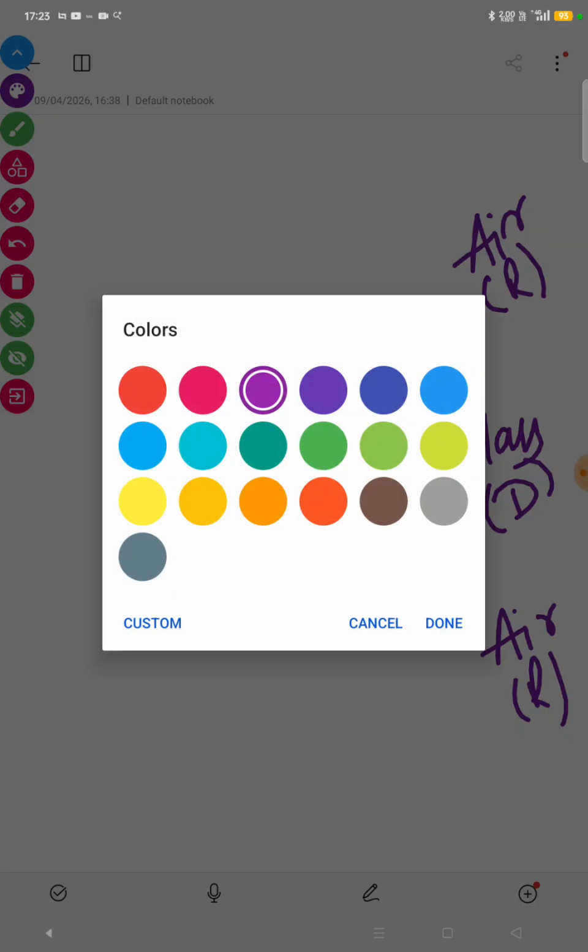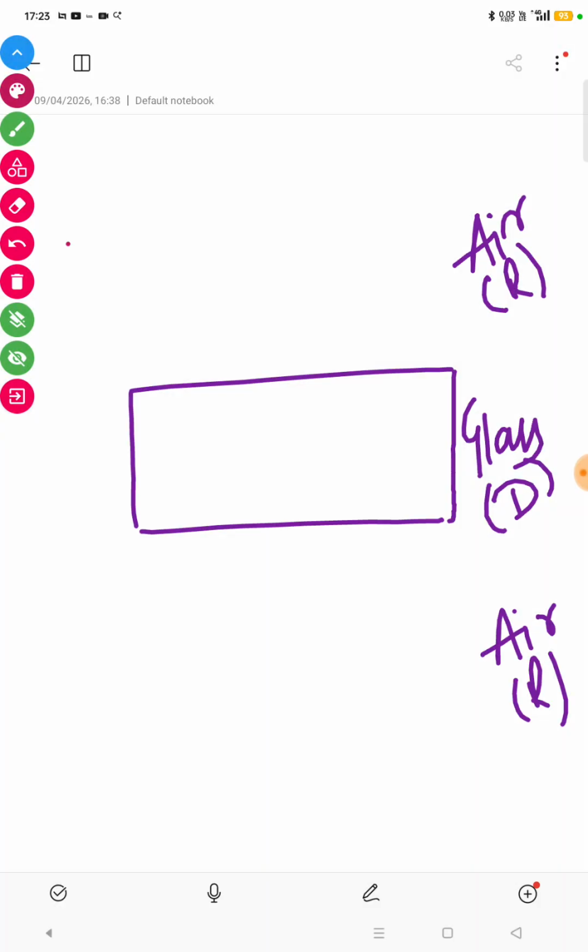What happens? When a ray of light travels and hits this surface, let's draw a normal over here. After refraction, the ray of light traveling from rarer to denser, coming inside the glass, will bend towards the normal. This one is the angle of refraction. This is the angle of incidence.